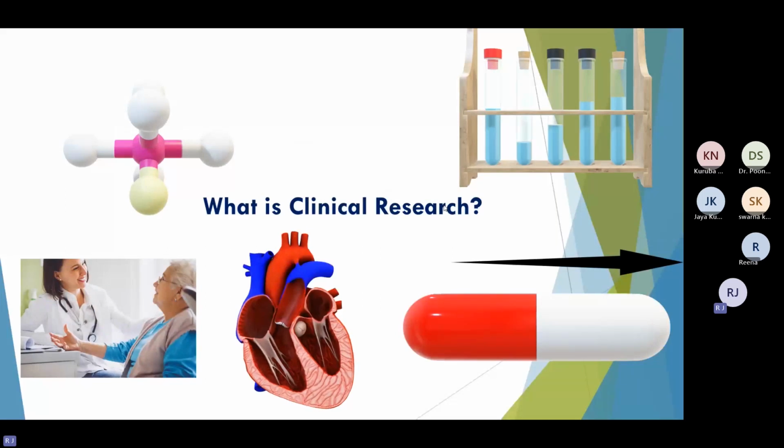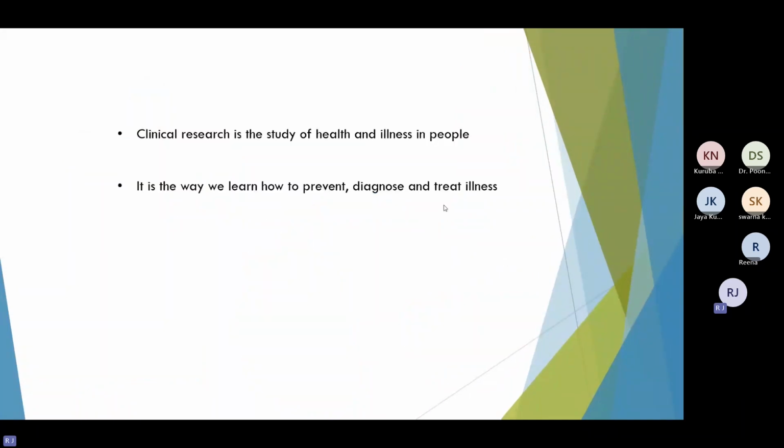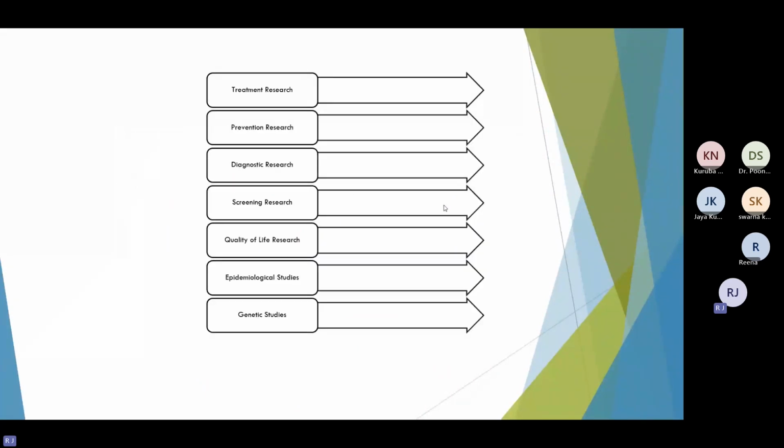I'll just summarize what I have said, because you would have heard what I said, but you would not have seen my slides. So I'll quickly summarize. I just completed 3 or 4 slides only. I started with the definition of clinical research, which is nothing but the study of health and illness in people. Then I summarized the different types of clinical research. I started with treatment research and ended with genetic studies. And out of these studies, I selected treatment research for today's class.